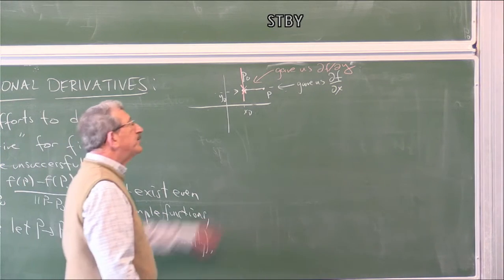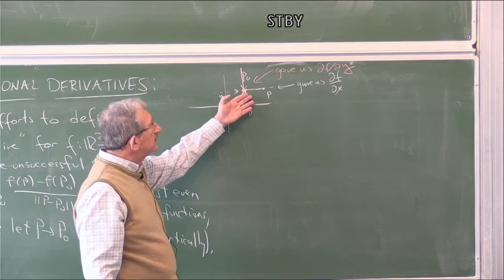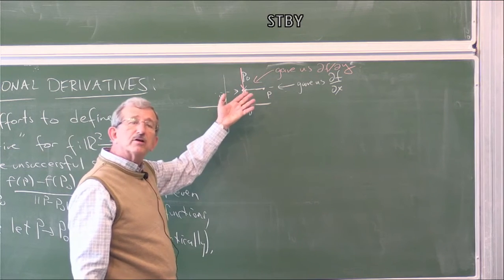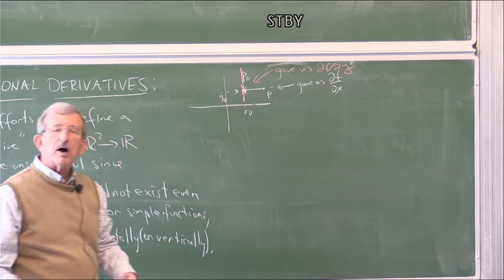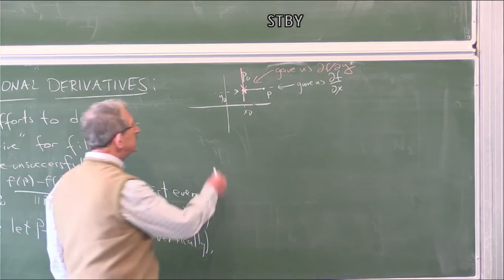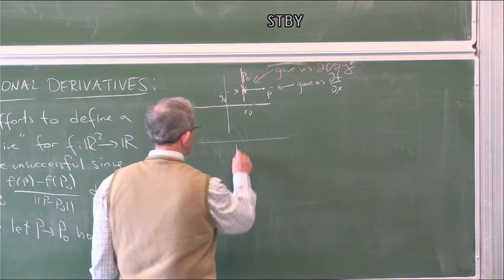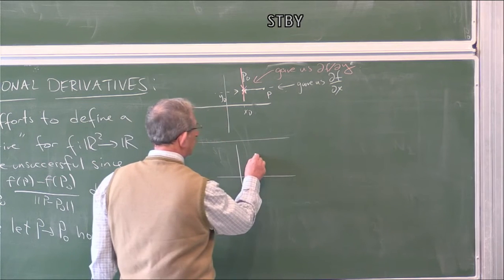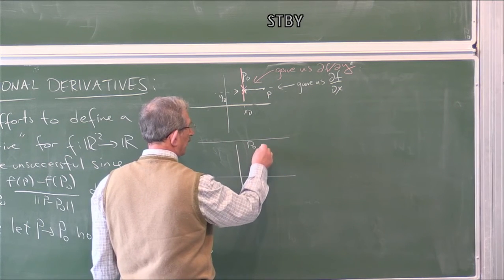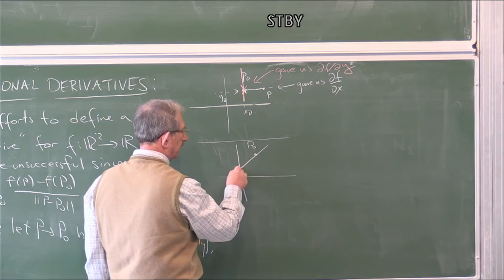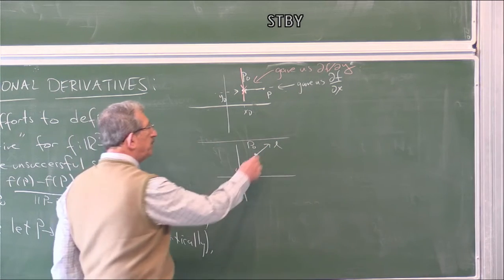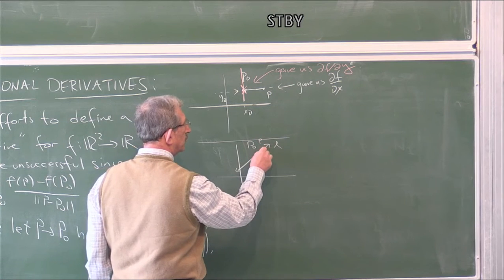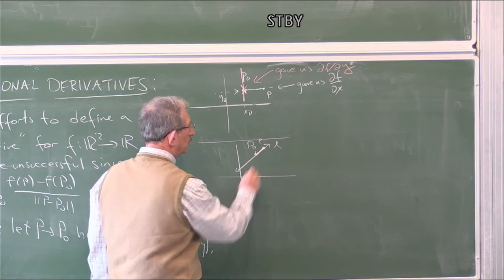Well, what is special about these two straight lines? They are horizontal and vertical, and they are the easiest ones. Now we know a lot about straight lines. Let us now consider an arbitrary line through p0. Say we have an arbitrary line. Now, what happens if p moves towards p0?